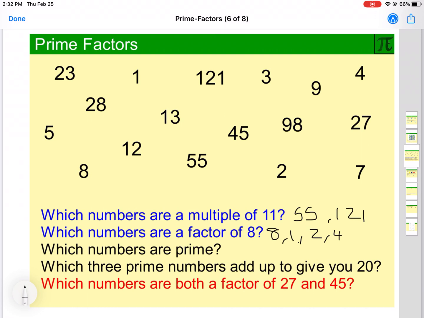Which are prime numbers? So we're looking at that list we just had in the previous slide. Numbers that can only be divided by themselves and 1. So that is 2, 3, 5. We've got 7 there as well.